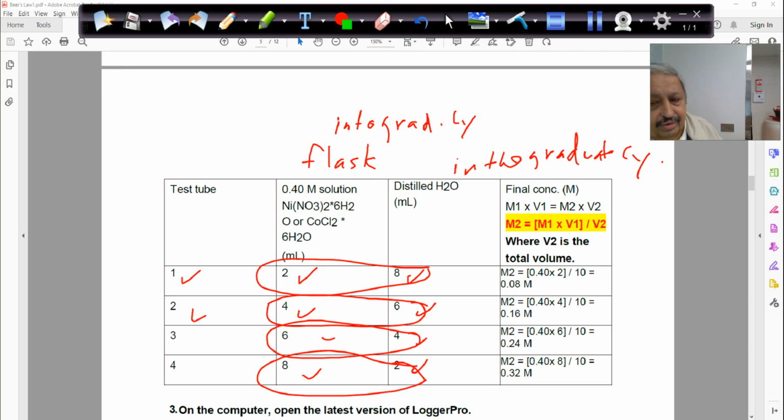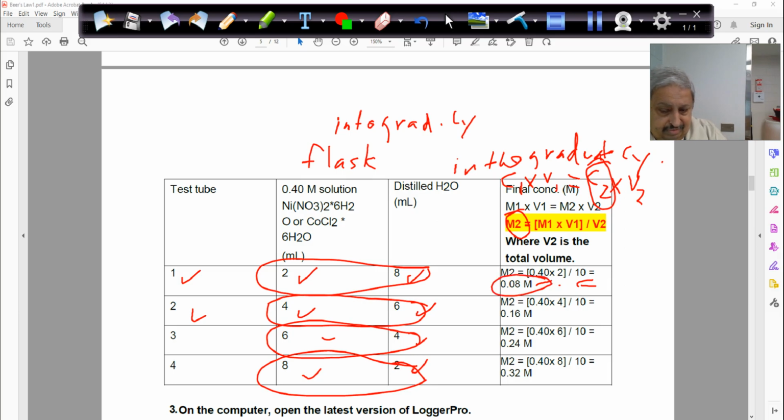For example, for the first one, M1 V1, or C1 multiplied by V1. Some textbooks put C1 V1, with concentration instead of molarity M, so they are the same thing. We have to determine C2 or M2. You started with 0.4 from the stock volumetric flask. You took 2 mL of it, and the total volume is 10. Using C1 V1 equals C2 V2, or M1 V1 equals M2 V2, you calculate the molarity every time. In this case, the molarity here is 0.8.